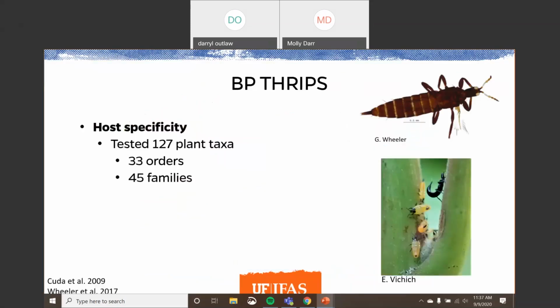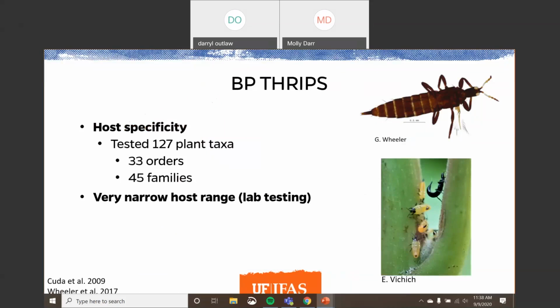Okay. Host range testing on these thrips was extremely extensive. They tested 127 different plant taxa across 33 orders and 45 families. So a lot of diversity in the testing of these insects. All right, next. And what they found was that they have a very narrow host range.